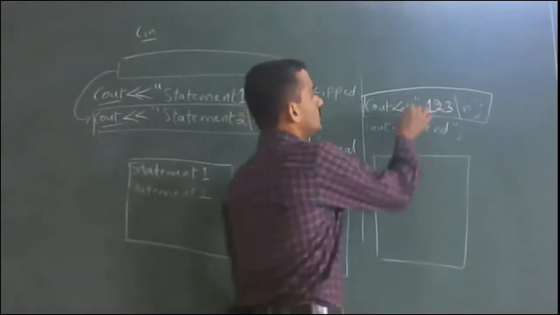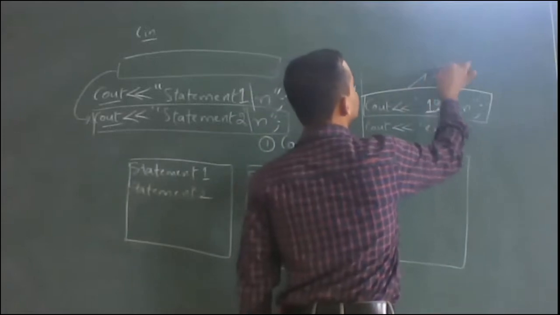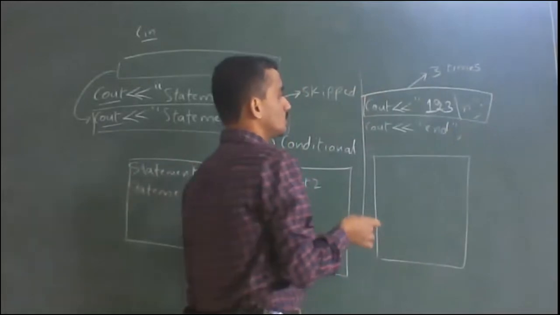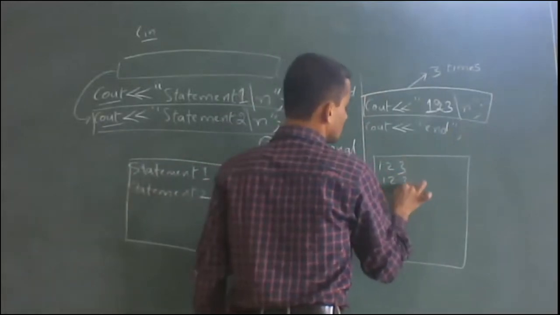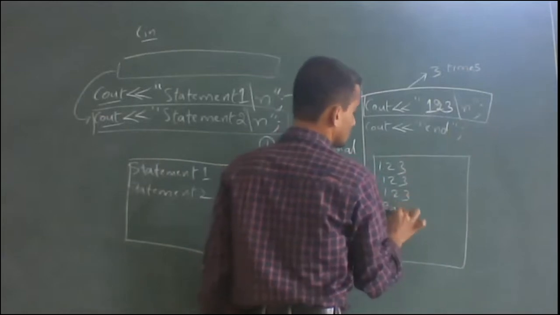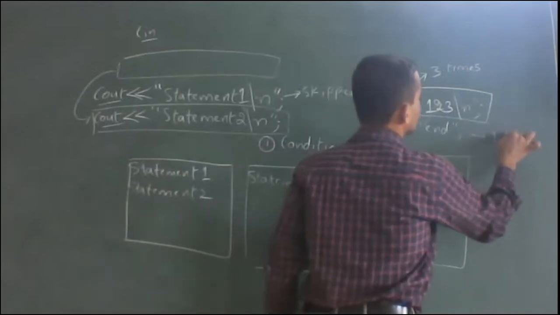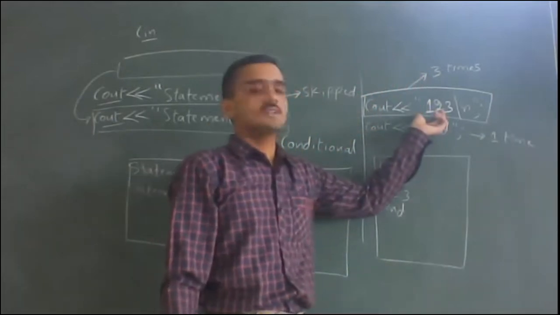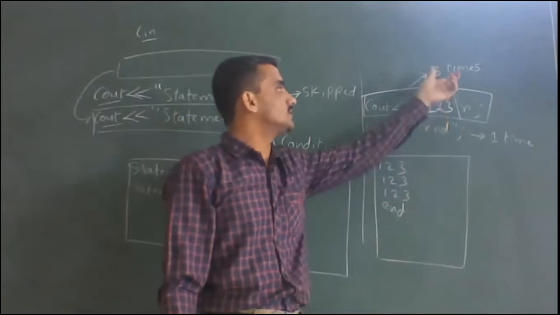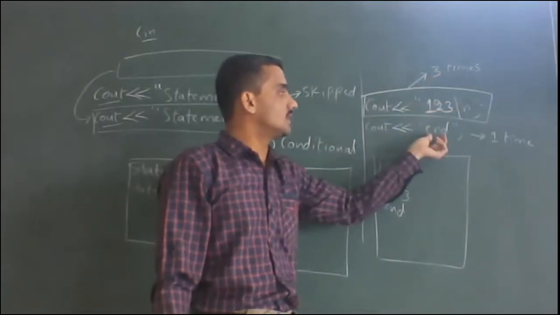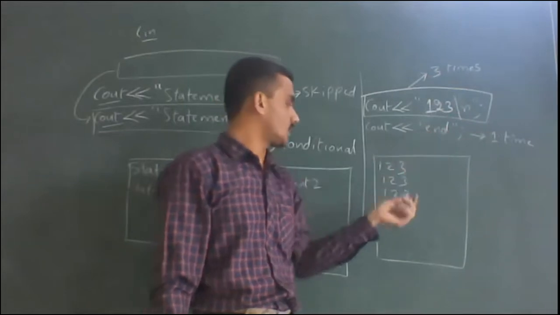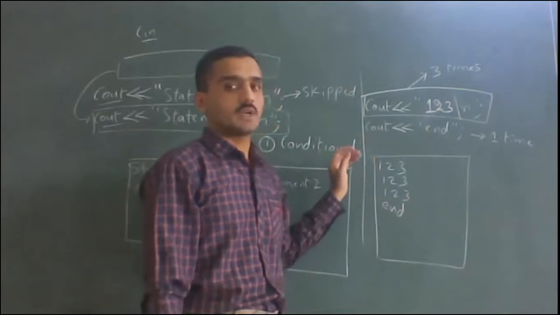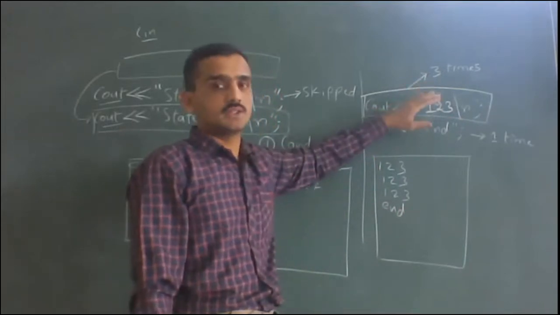If I say repeat the execution of this statement 3 times, then what happens on the output screen? 1, 2, 3, 1, 2, 3, 1, 2, 3, then end. The word end executes only one time. So this will be the output. I hope everybody is getting it without confusion. Writing is once, but the execution you have to repeat.